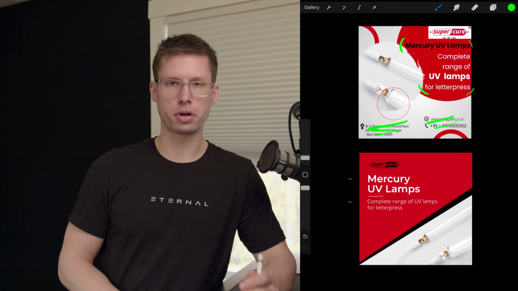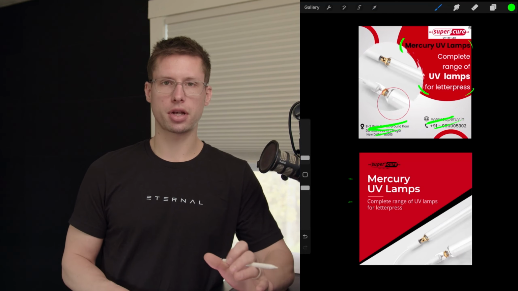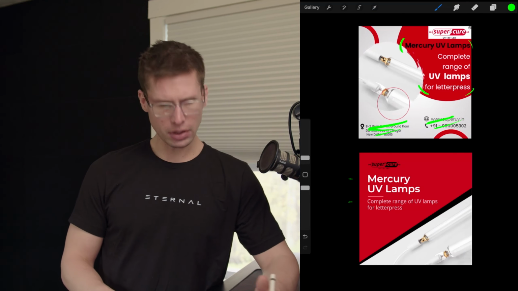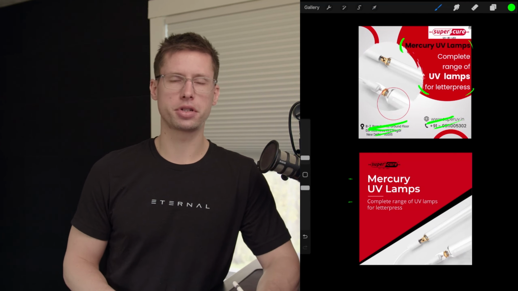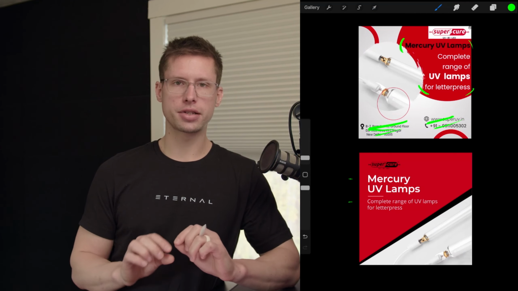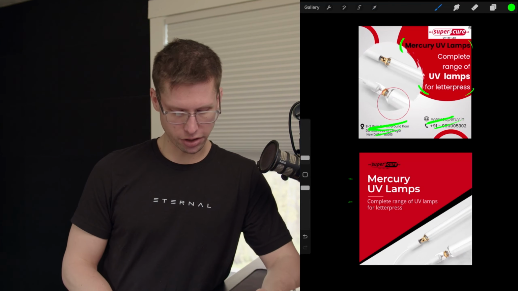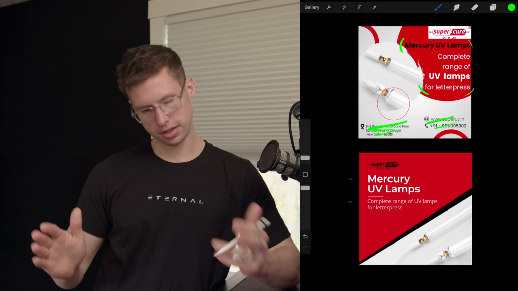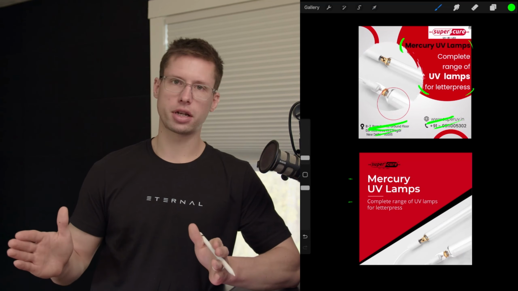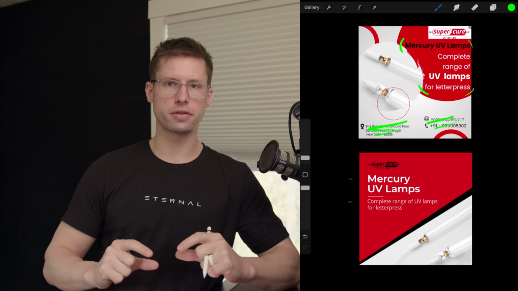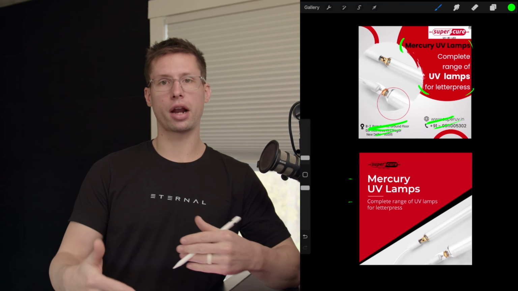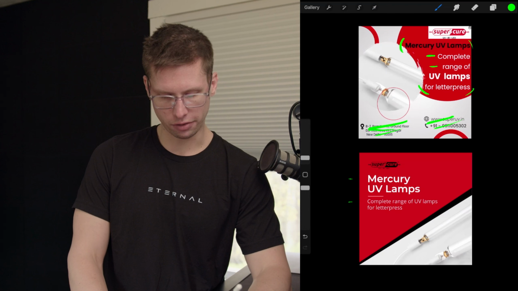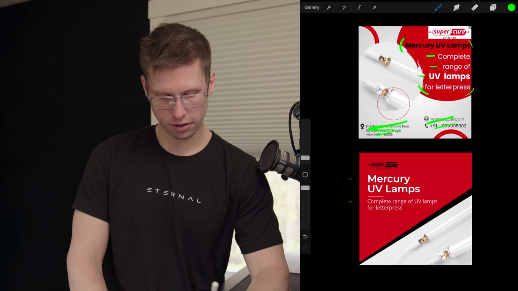And then what we'd call the subtext or subheader, the second piece of text, I was very intentional about what was on the first line and the second line. Complete range of UV lamps. So you read that as a full sentence, for letterpress. And that gives you just that little piece of additional information for the category of what it's for. As you can see from the top one, it's complete range of what? UV lamps for letterpress.